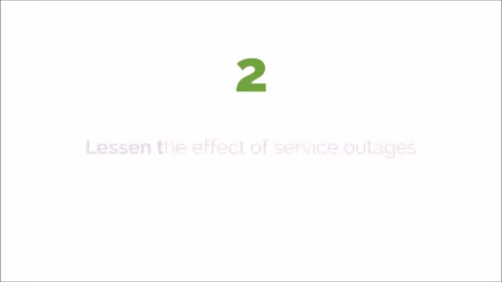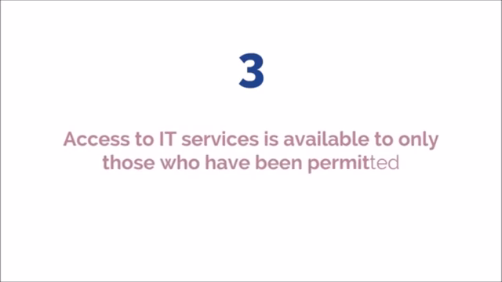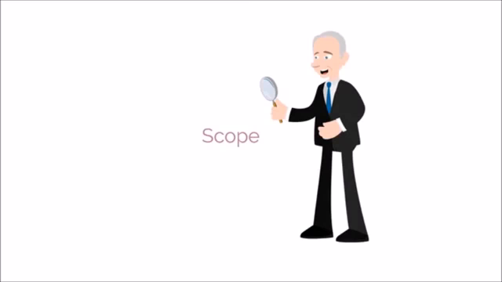Second, to minimize or lessen the effect of service outages on daily business activities. And finally, to ensure that access to IT services is made available only to those who are permitted to obtain those services. Now that we know the key objectives, let's see what's included within the scope of service operation.